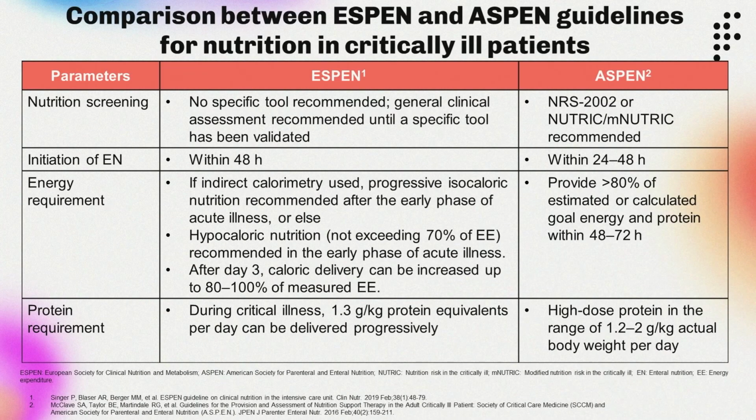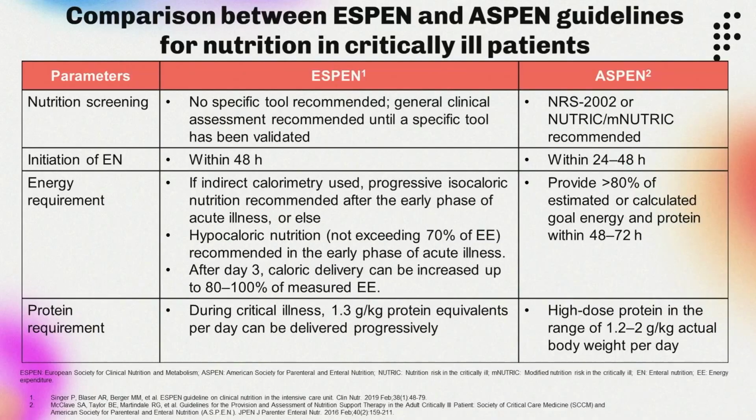Comparison between ESPEN and ASPEN guidelines for nutrition in critically ill patients. For nutritional screening, in ESPEN no specific tool is recommended, while in ASPEN, NRS 2002, NUTRIC or mNUTRIC are recommended. Initiation of EN is within 48 hours according to ASPEN, and within 24 to 48 hours according to ESPEN.